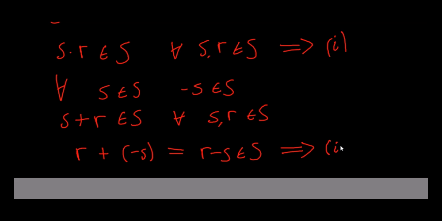So we finished the first direction. Note that the fact that r minus s is in S follows from the fact that r plus the additive inverse of s is in S, and this follows from the fact that S is closed under addition, and for any s in S, the additive inverse of s is also in S because S is a subring.